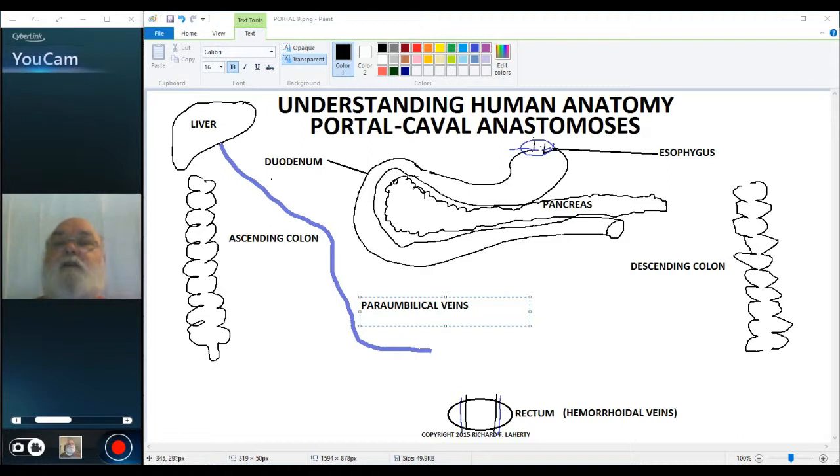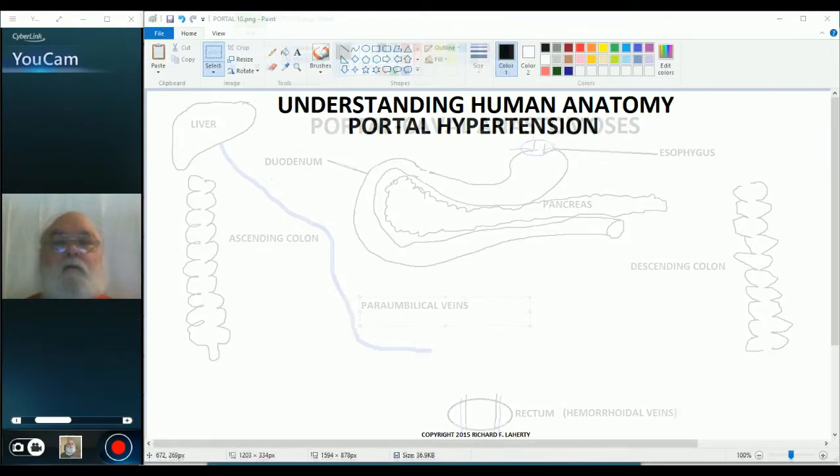One of the primary causes of this type of situation is diseases of the liver, which cause a blockage of the portal circulation. If the blood can't flow through the liver as it was intended, then it will back up into these other systems, and we call that portal hypertension. In the next slide, we'll discuss portal hypertension.